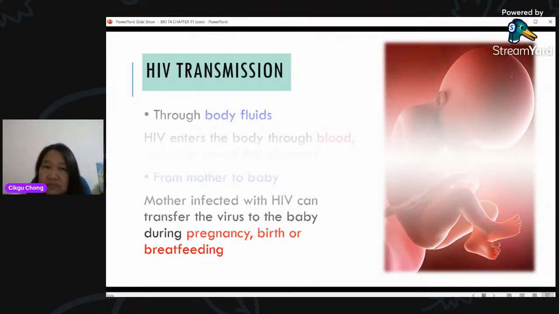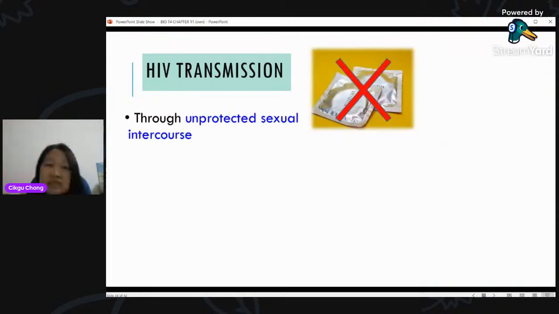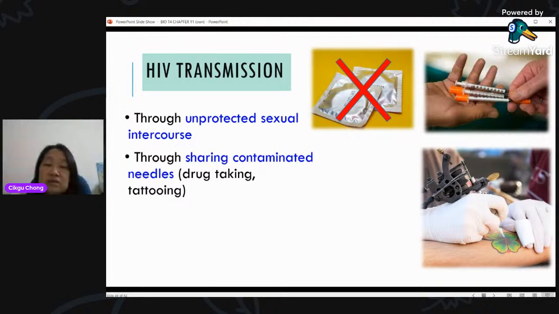Other methods of transmission include unprotected sexual intercourse. Of course, this involves bodily fluids like semen and vaginal secretions. Then sharing contaminated needles. Needles are supposed to be used once. These are called hypodermic needles. They go under the skin and can puncture blood vessels or capillaries under the skin. So once used, it should be thrown away and properly disposed of. But drug addicts do not have the means to buy needles every time, so they will share the needles during drug taking, and also through tattooing.